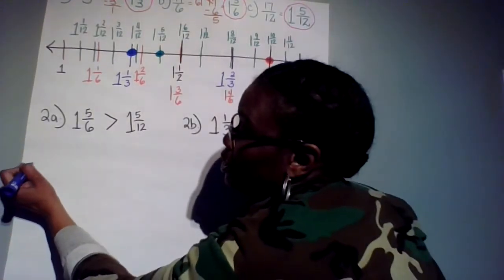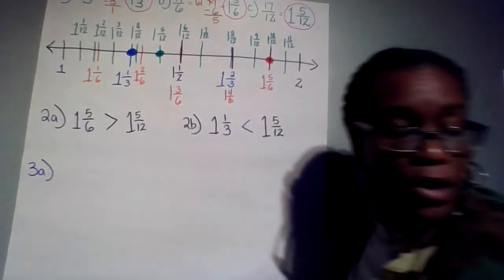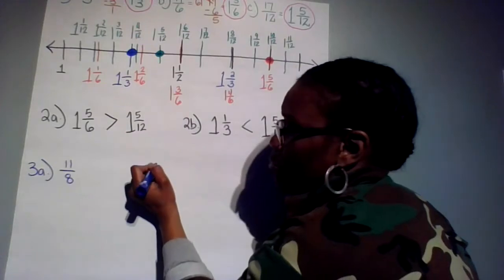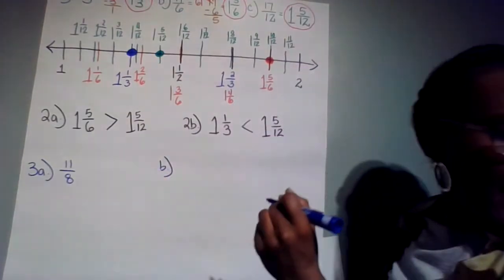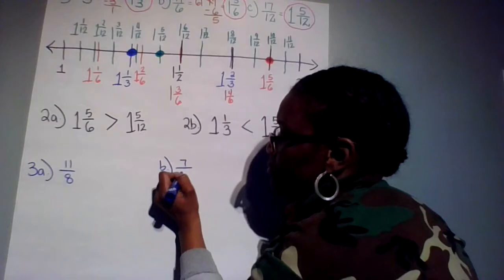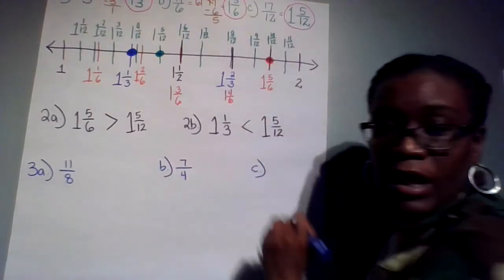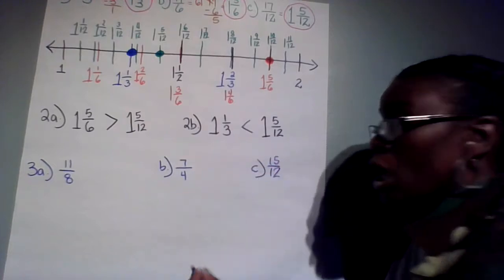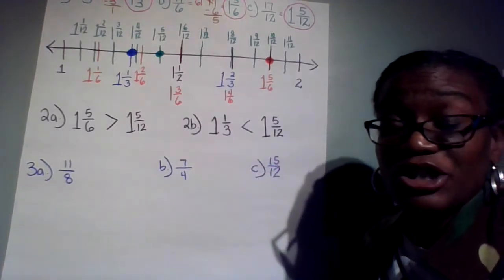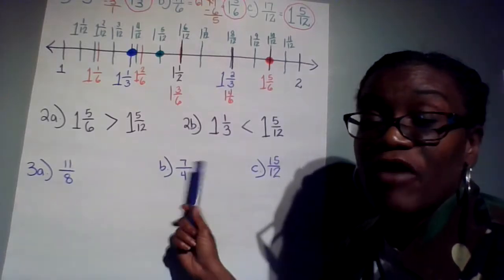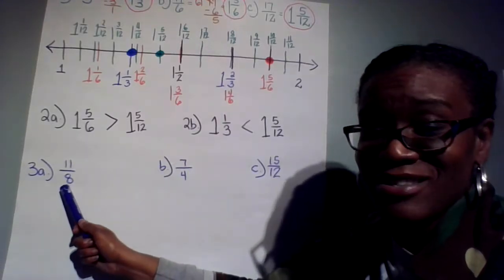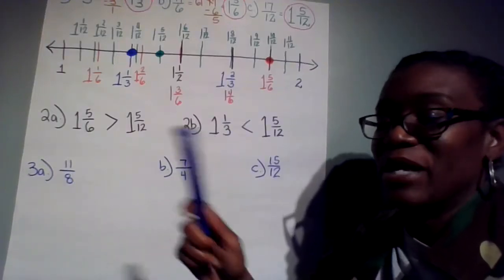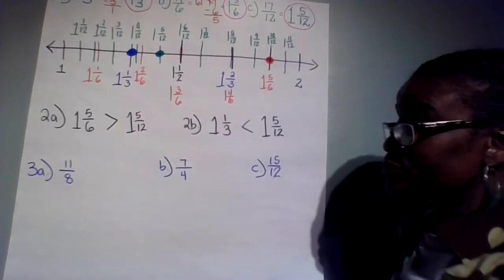So this will be 3a, and I'm going to compare 11/8 and 7/4 and 15/12. So scholars, what's the first thing we should do? That's right, convert these, what kind of fractions? Improper fractions into what? Mixed numbers. So let's do that now.